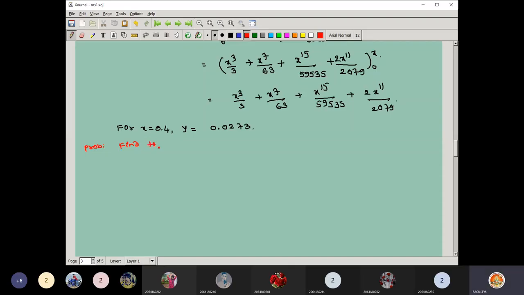Find the solution of dy by dx equal to 1 plus xy, with the condition y of 0 equal to 1, and find the y value at x equal to 0.2. Make it fast.